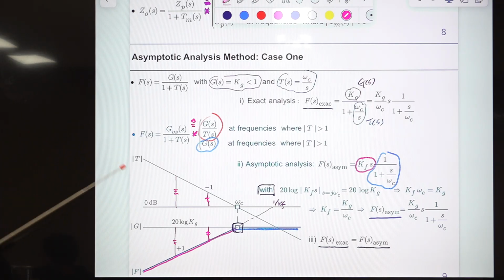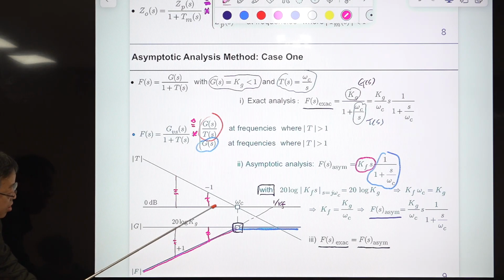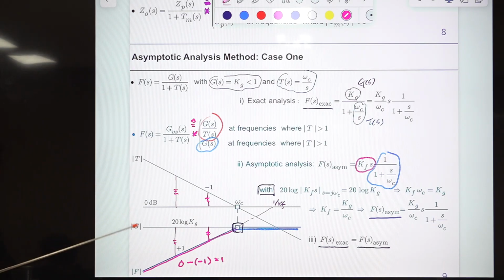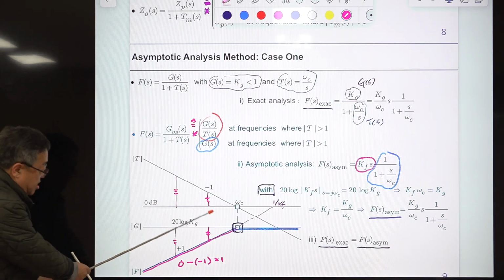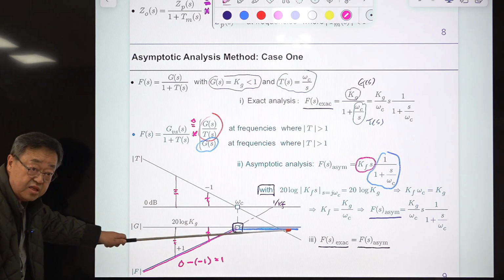Then you have this increased slope. So this slope is +1 because this horizontal line slope is 0, and you are subtracting from 0 to -1. Slope here is -1, then slope becomes what? 1, which is 20 dB per decade. So graphically, this is same as this.